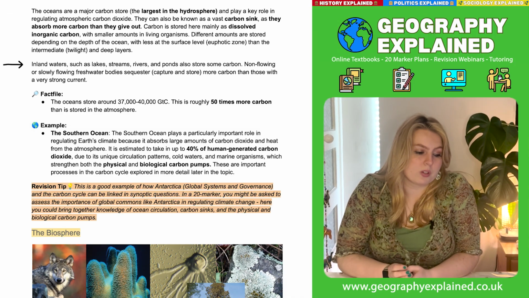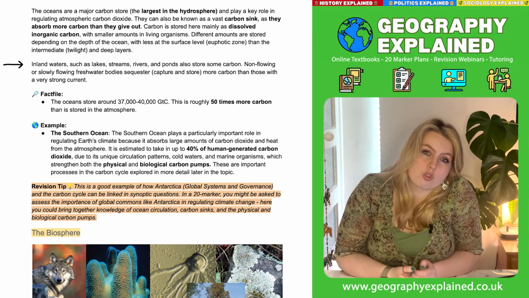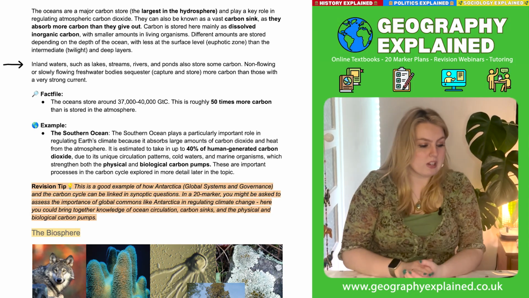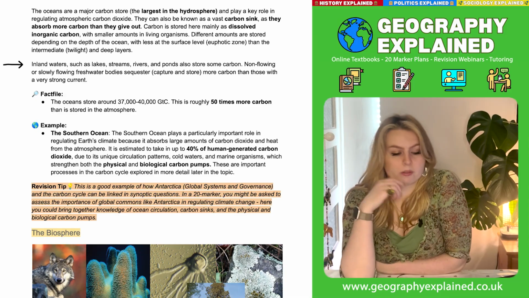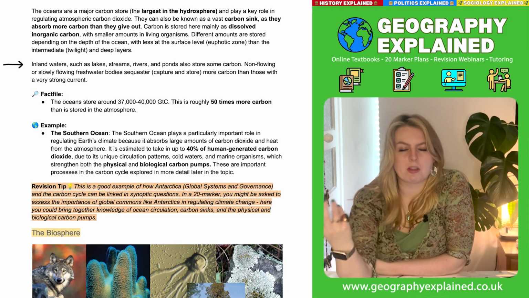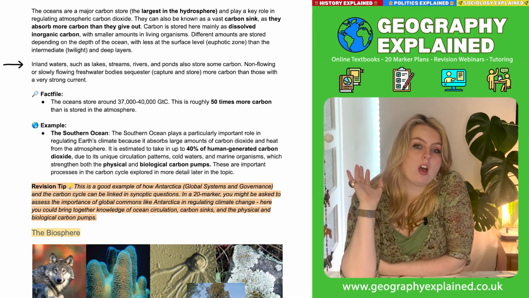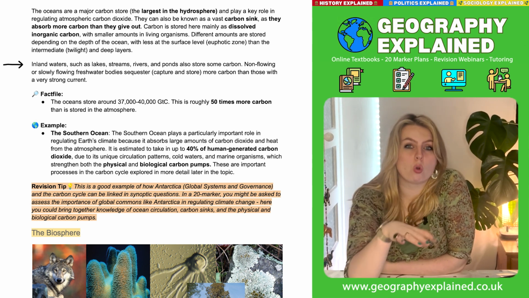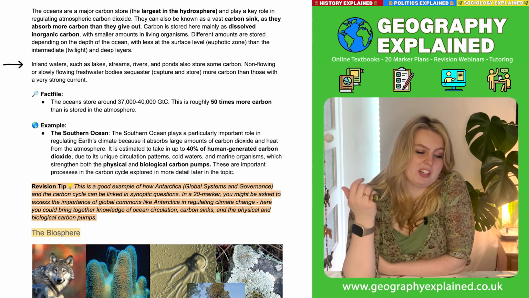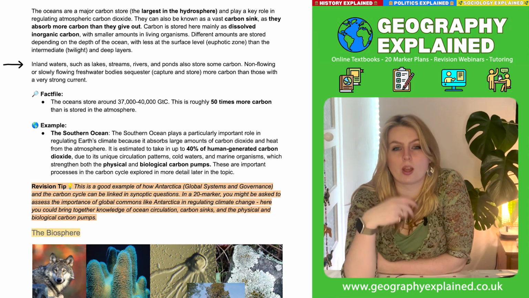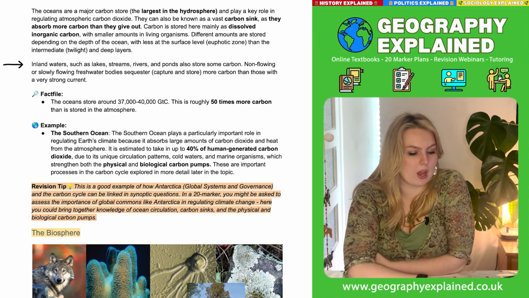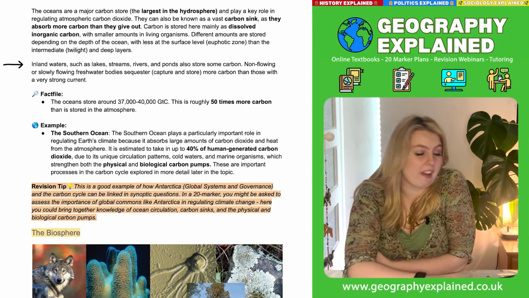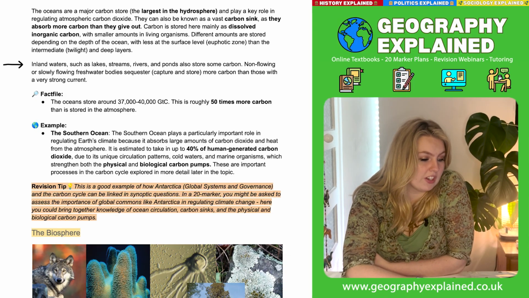So we've got inland waters as well, including your lakes, your streams, your rivers, all of that jazz. They store some carbon, so it's actually your non-flowing water bodies such as lakes, especially those filled with fresh water, that sequester, which means capturing and storing more carbon. And that's generally thought to be because of things like less turbulence in the water, releasing less carbon because less of the water is able to mix with the air, essentially, for that exchange there.